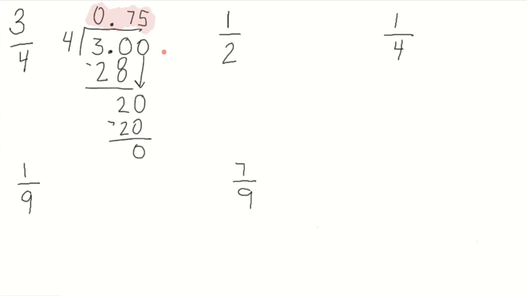3/4 is 0.75. This is a fraction that you should automatically know how to convert. It should be an automatic memorization, okay? One way that I remember is 3/4 of a dollar. 3/4 is 75 cents.